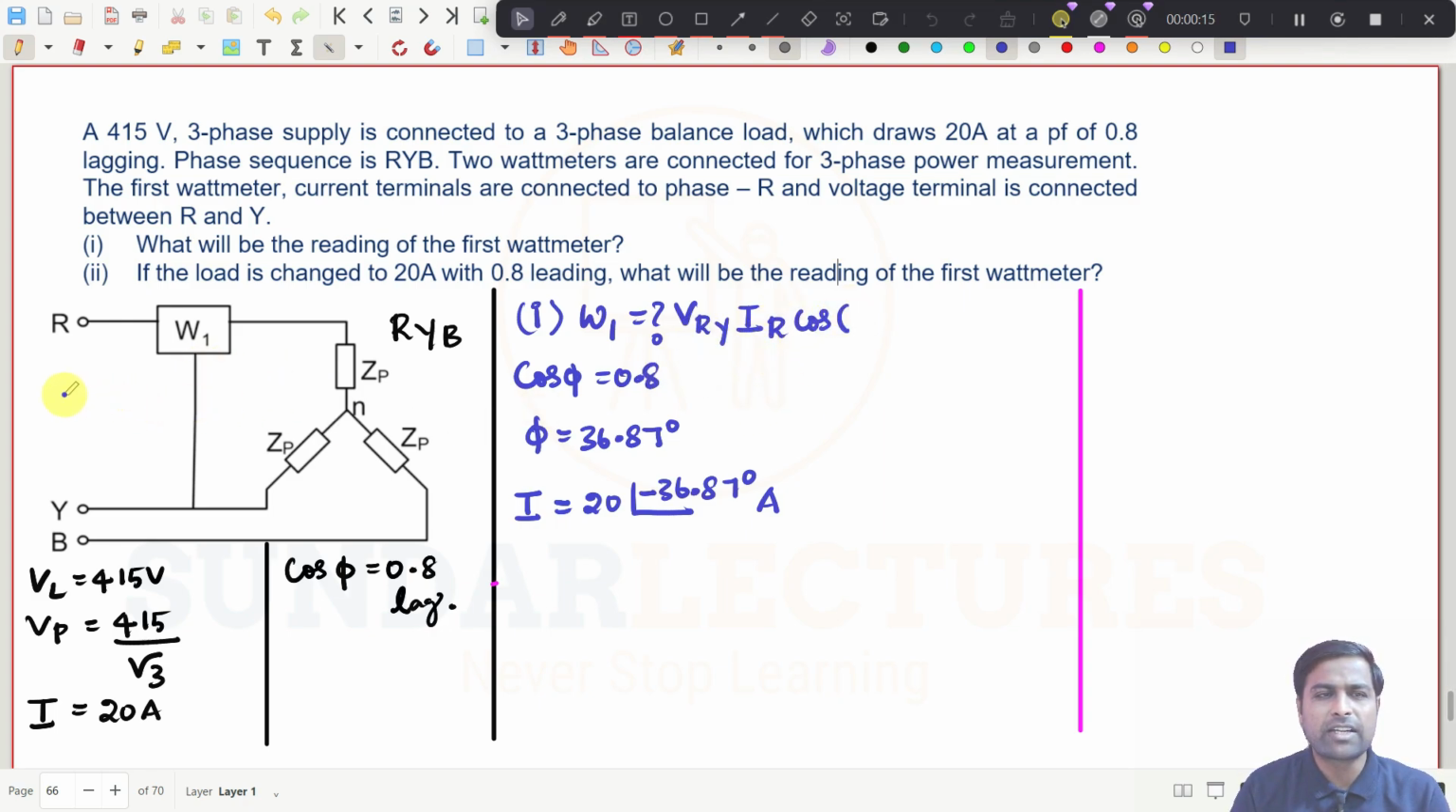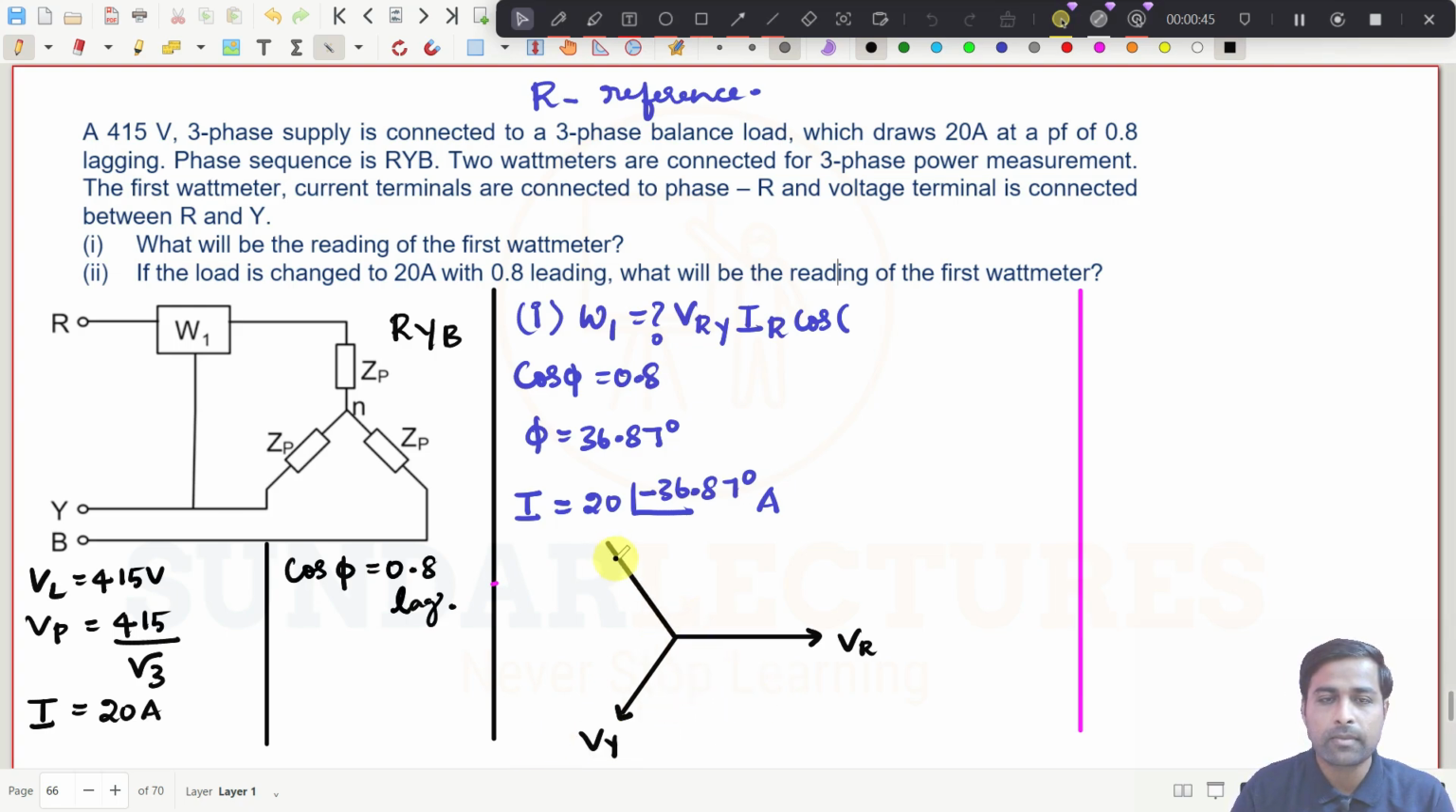Again, I will take R as the reference phase. Now I will draw here. This is R, which I am taking as VR. The RYB sequence they have given you, so I will go a little bit fast because you are well trained for drawing phasor diagrams. This is Y, and this is now B.